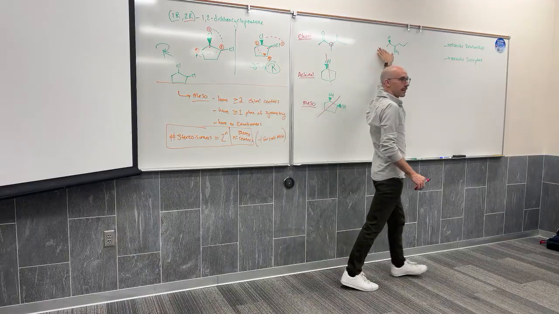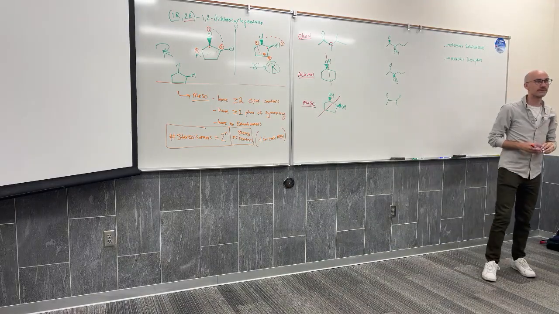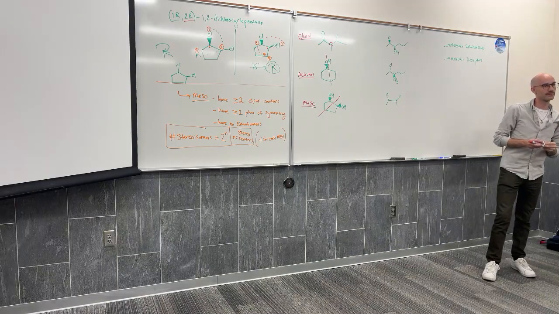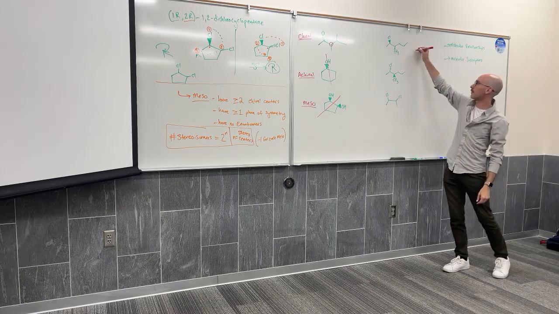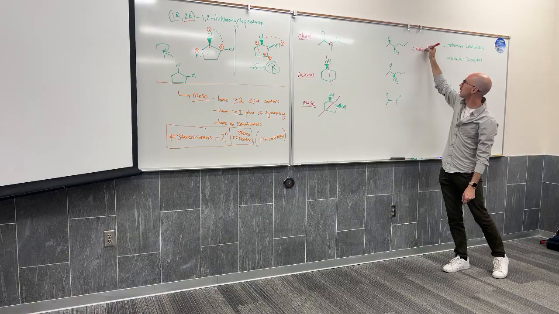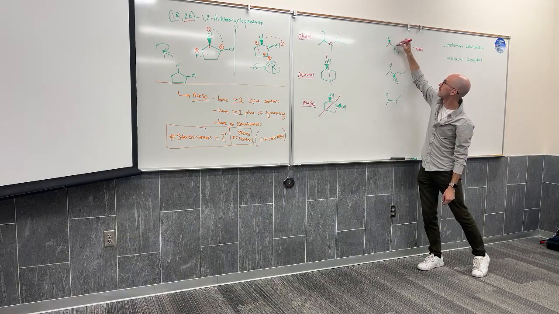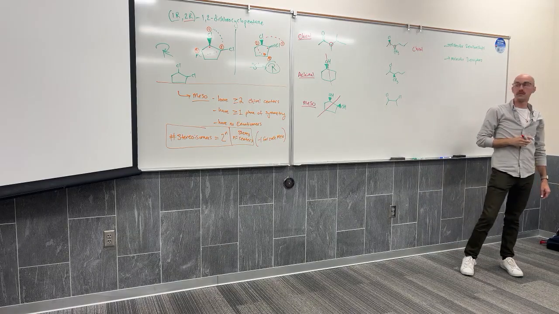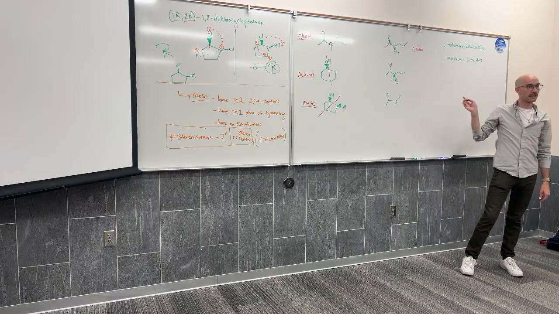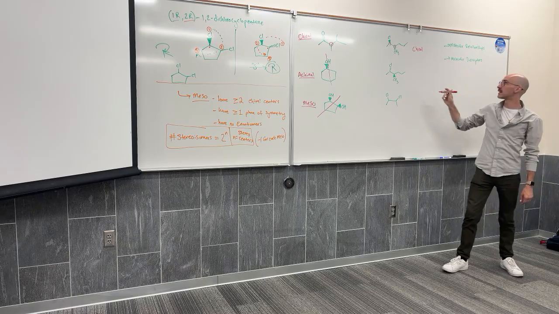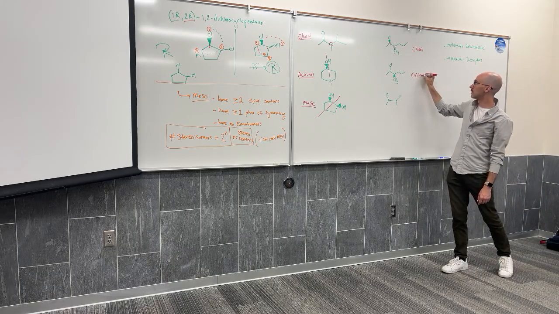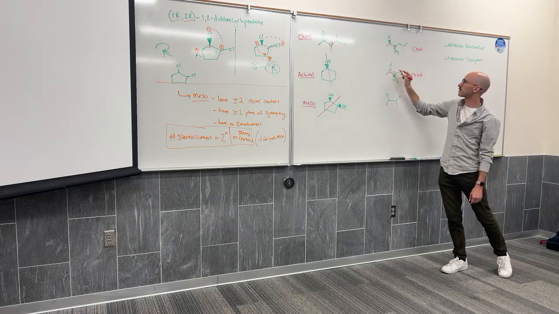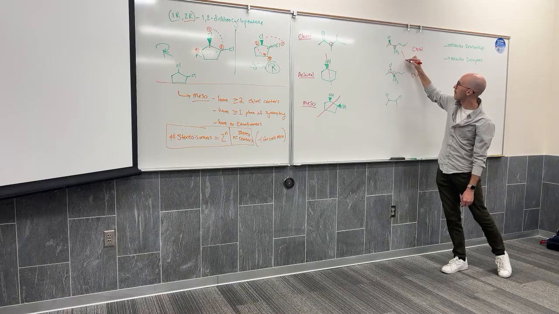To the right, at the top. Chiral. How many chiral centers? 2 chiral centers. Underneath it? Chiral. How many chiral centers? Same 2 chiral centers. What's their relationship?